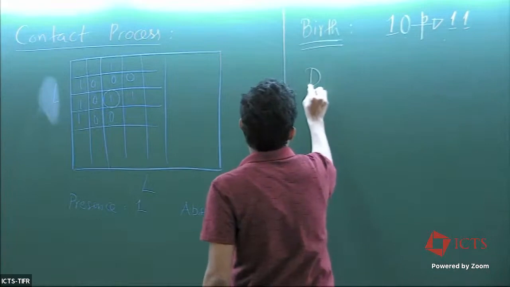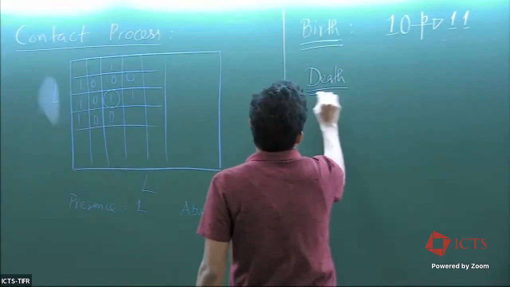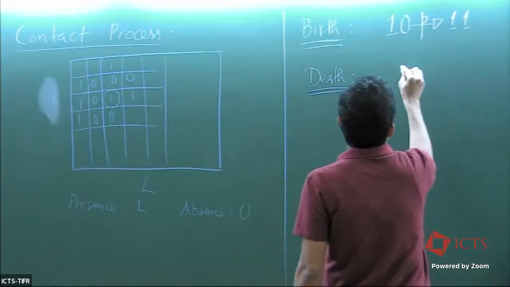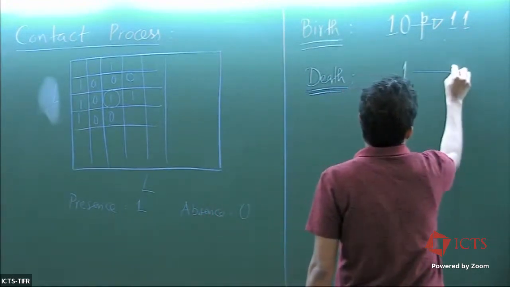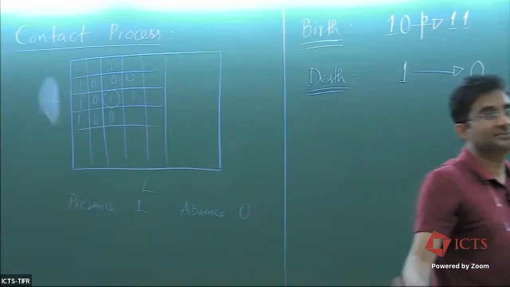And of course, if only birth is present, things will just keep on growing. There has to be death. So with some probability, the same guy you had chosen would also have died.